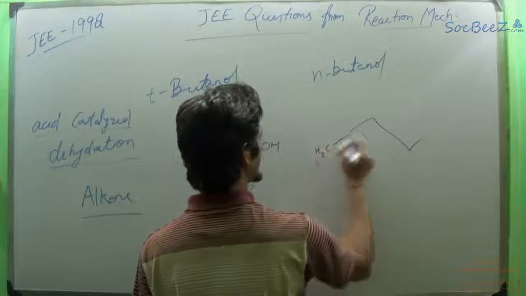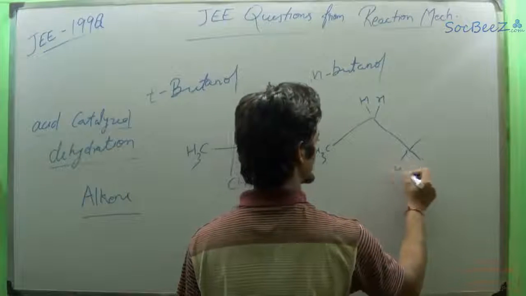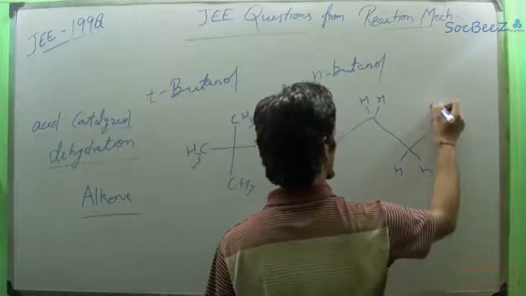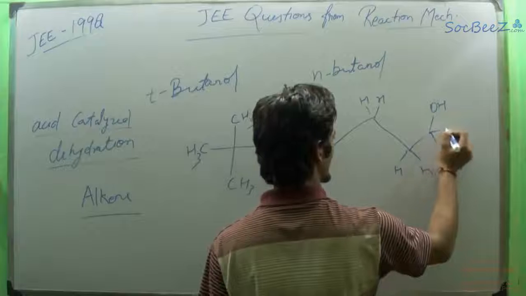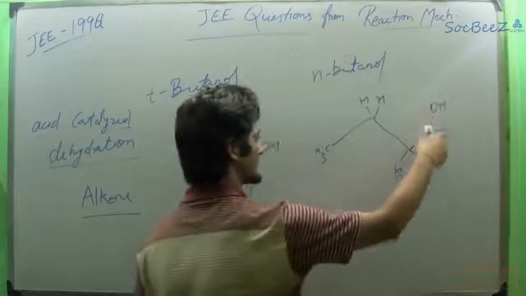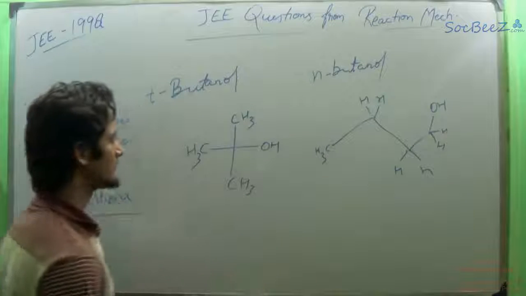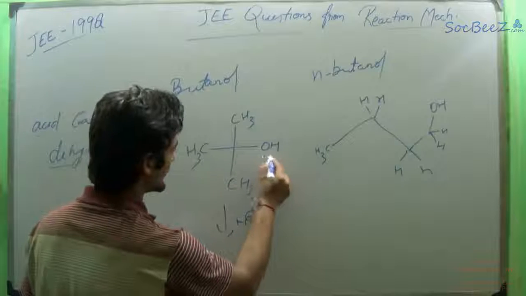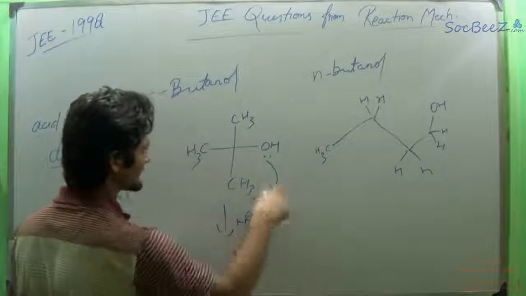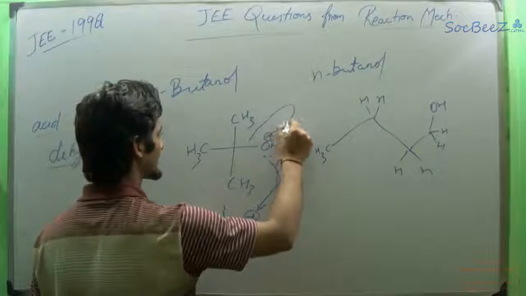whereas a normal butanol means there is a CH3, CH2, CH2, and then again there is a 4 carbon in the chain and OH at the 1 degree carbon. So if we do an acid catalyzed reaction, that is H plus, this O lone pair will attack on the vacant orbital of H plus forming OH2 plus, and it will act as a leaving group.